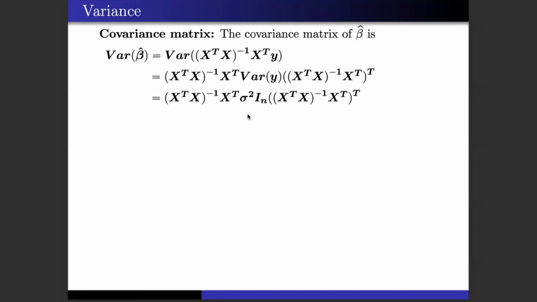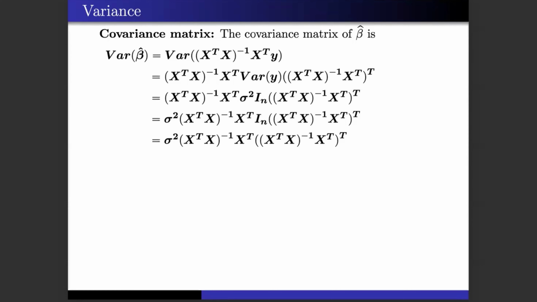And since this sigma square is a scalar, we can just write it in front of all the matrices we have over here. And thus we have sigma square (X transpose X)inverse X transpose multiplied with identity matrix times the transpose of (X transpose X)inverse X transpose. Next, we use the fact that identity matrix multiplied with any matrix gives us the matrix itself. And thus we have sigma square times (X transpose X)inverse X transpose times the transpose of (X transpose X)inverse X transpose.